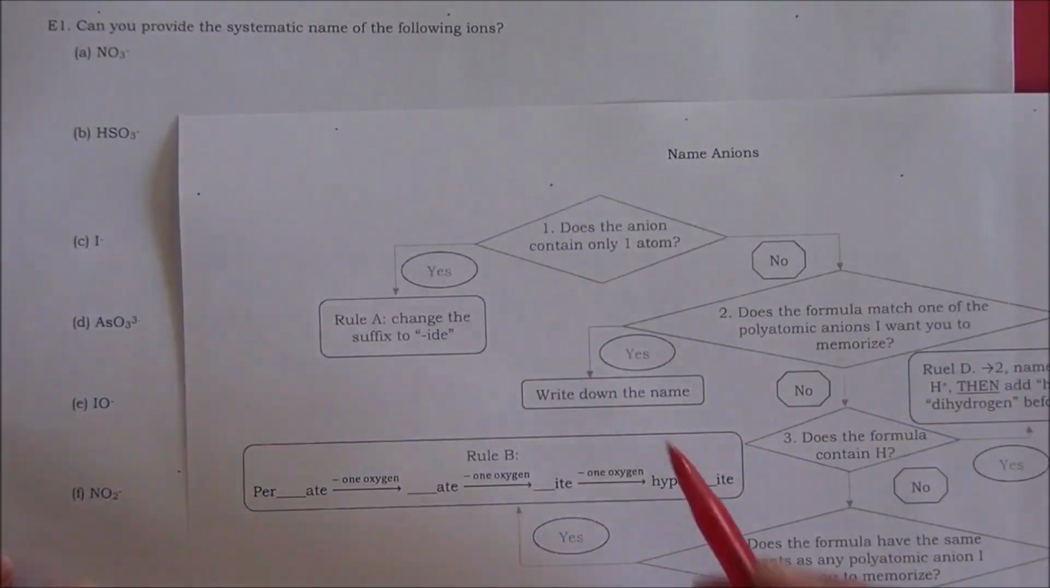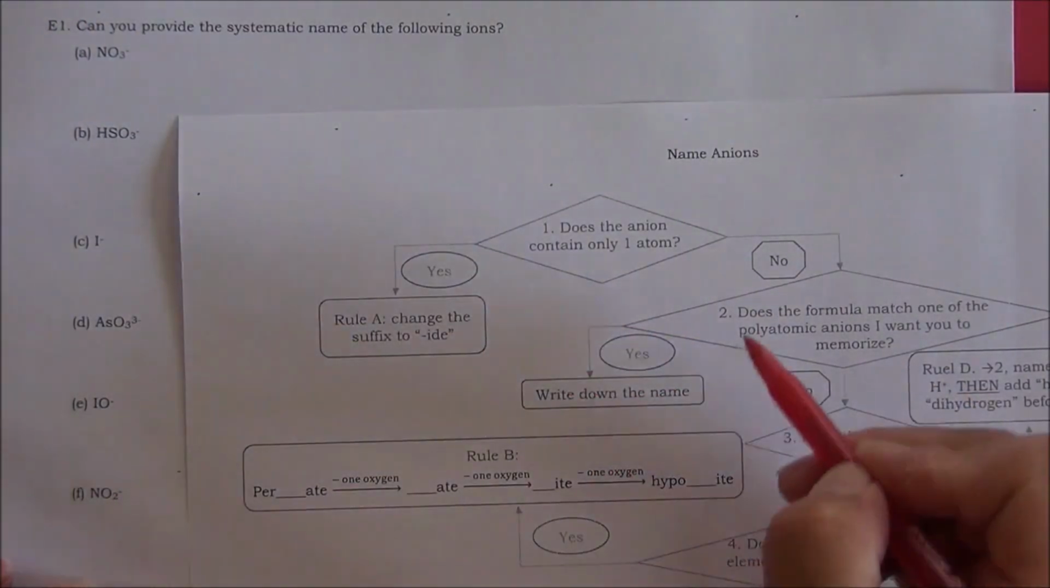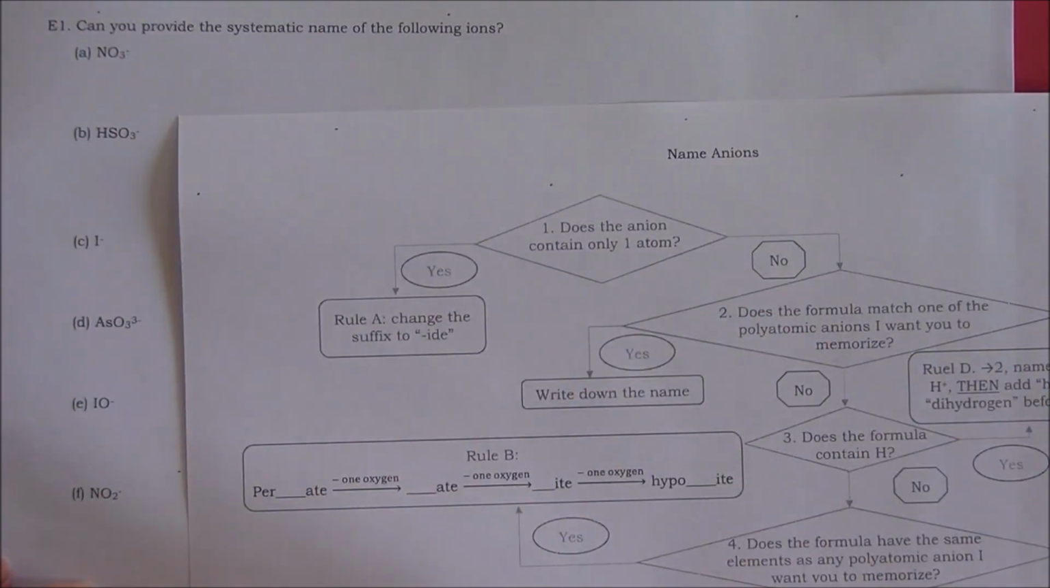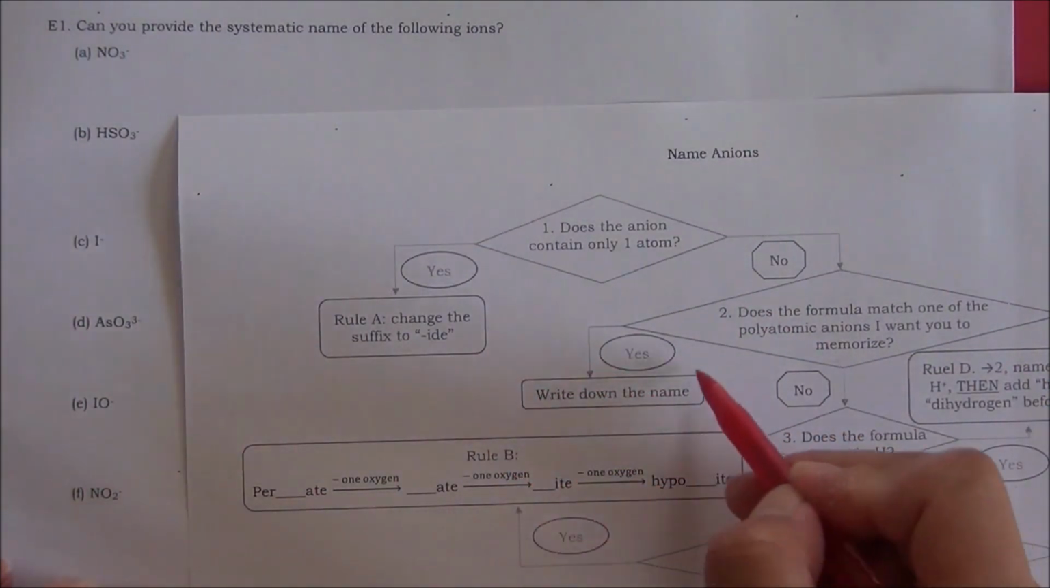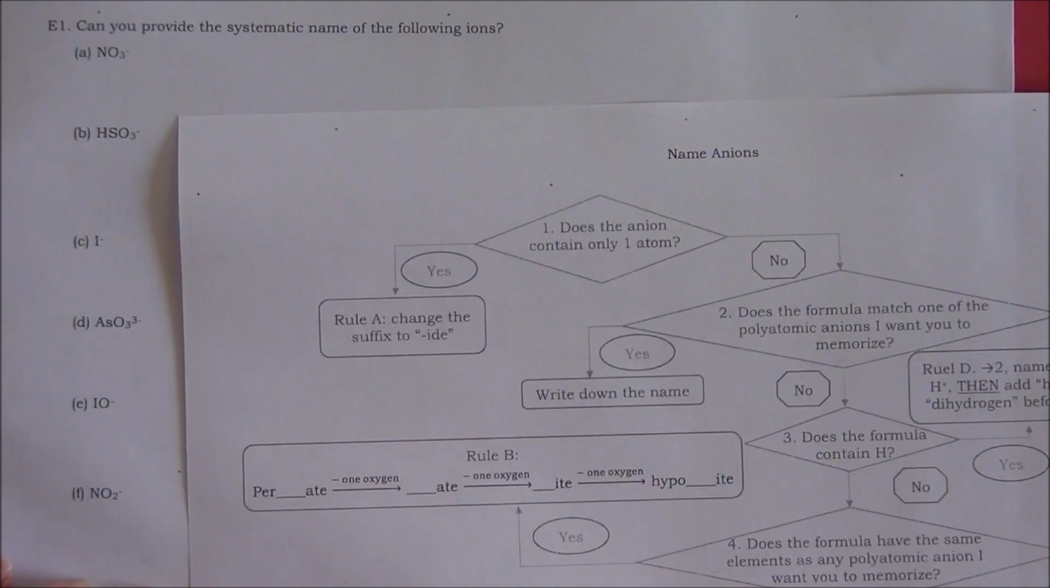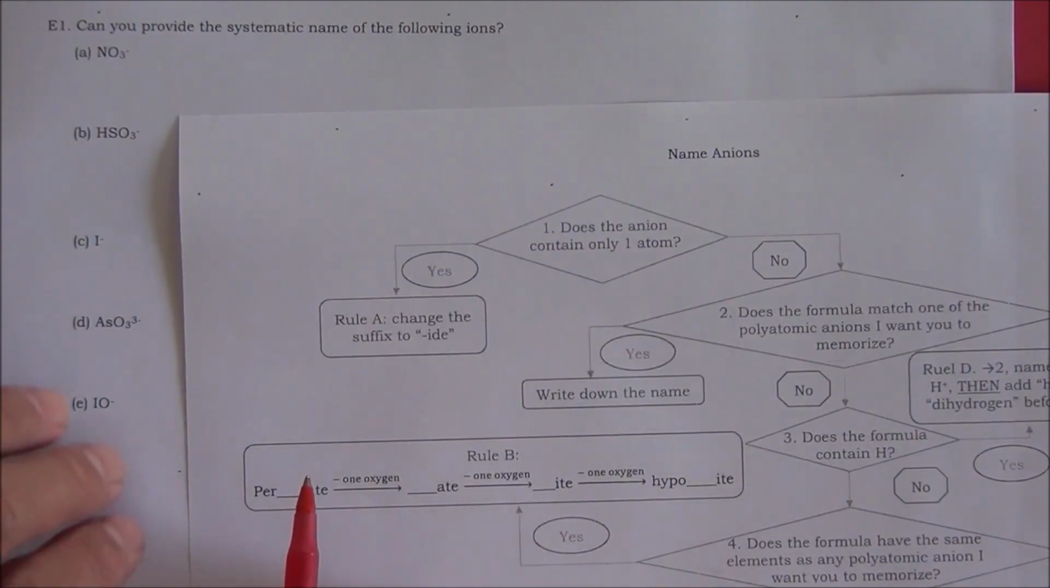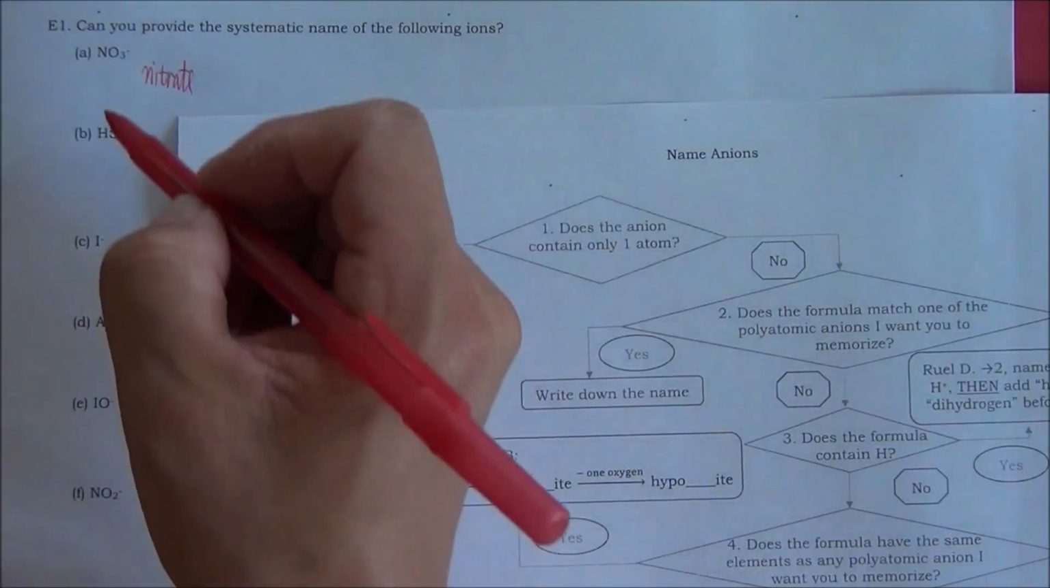Let's go back to the flowchart. The answer is yes to question number 2. According to the instruction here, we just need to write down the name of the anion. Then we will be done for this problem. Let's look at B.